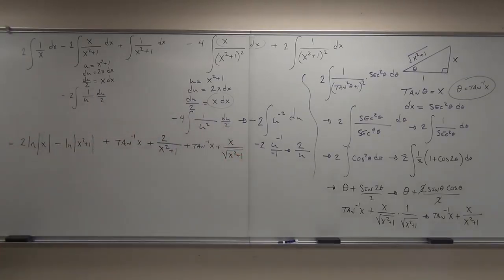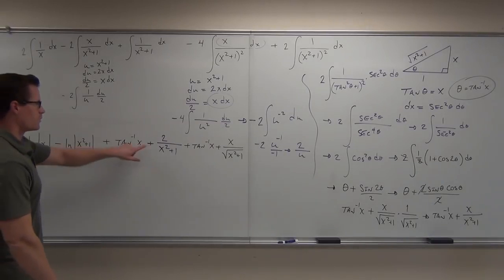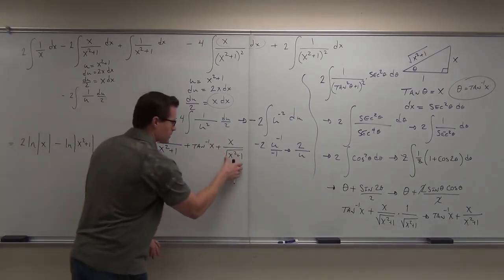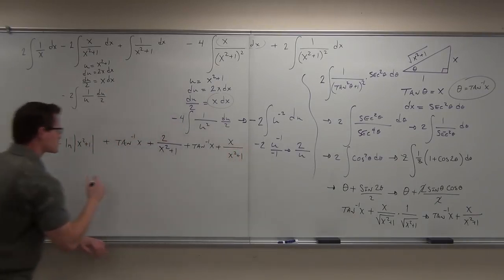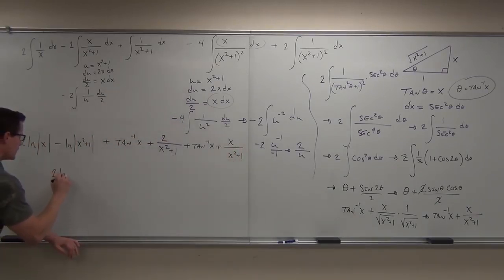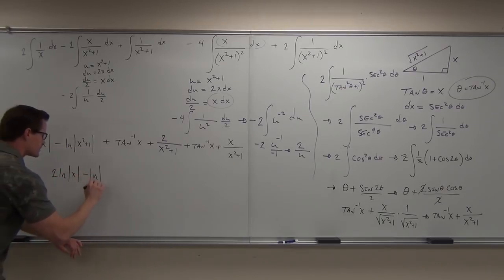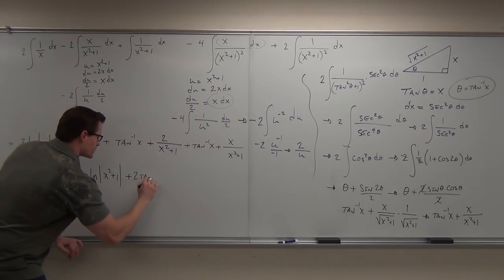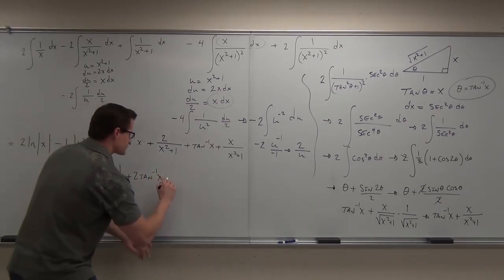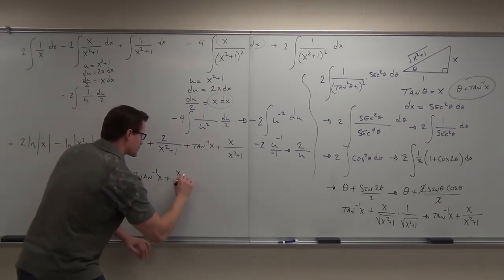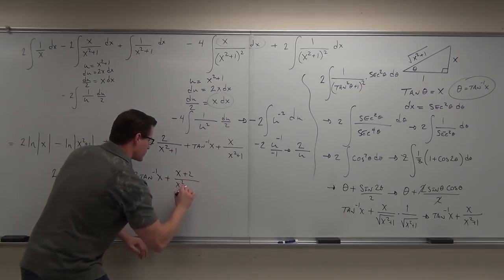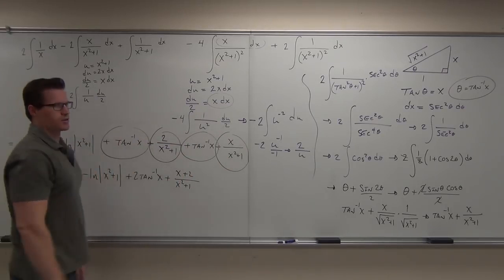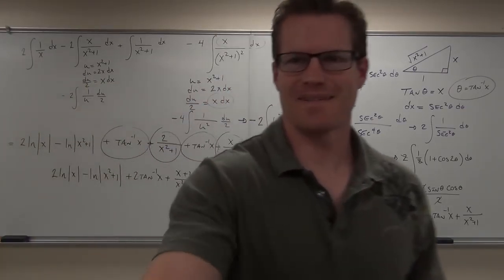Lastly, the only thing we do is combine some like terms here. Square roots are gone, right? These two things you can combine. The square root's gone. Oh, yeah, you know what, you're right, I'm sorry. Combine some like terms, so we have 2 ln absolute value x minus ln absolute value x squared plus 1 plus 2 tan inverse of x plus x plus 2 over x squared plus 1. Like term, like term, like term, like term, done.